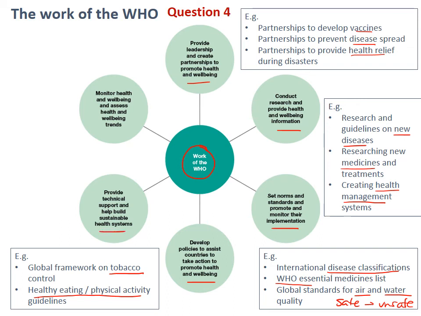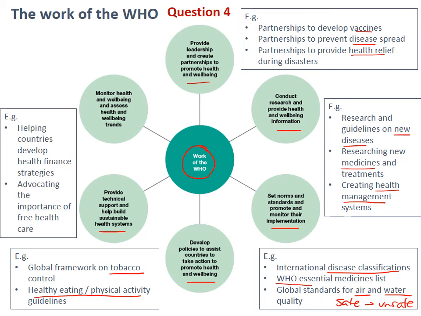They also provide technical support and help to build sustainable health systems. So again, a lot of countries have very, very poor or weak health systems. So often they need help with things like developing a health finance strategy. Health systems cost money, and some countries don't know how to get that money. So things like having a section of tax that goes towards health systems. And part of that is advocating to countries the importance of free healthcare. So in order to provide free healthcare to citizens, they need to have things like this in place.